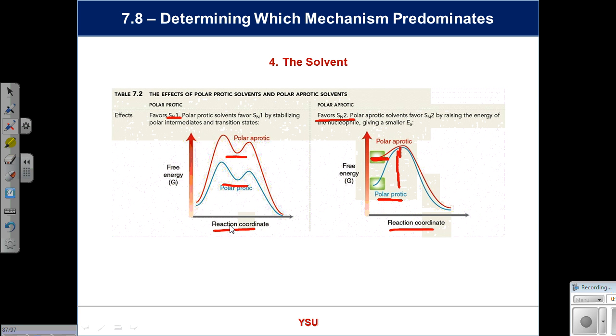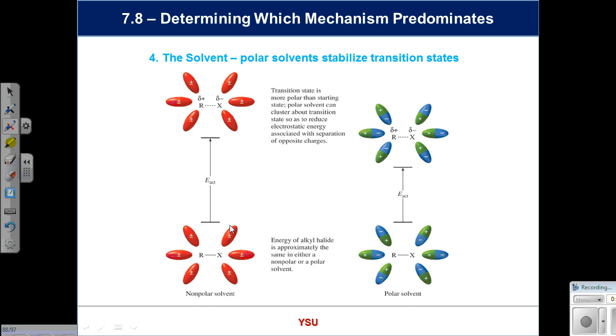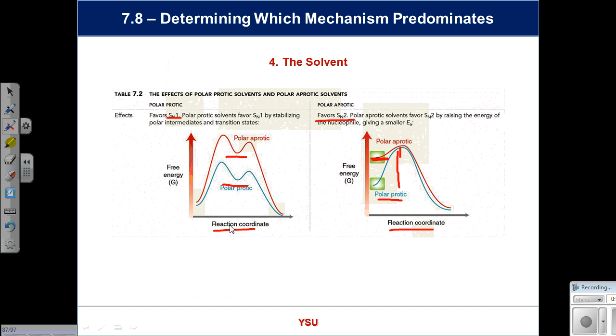No, be careful. The water does not react. It does not break apart itself. The water is facilitating the leaving group breaking off. Okay? That's what this slide is about now. So to summarize, polar protic, good for SN1. Polar aprotic, good for SN2.